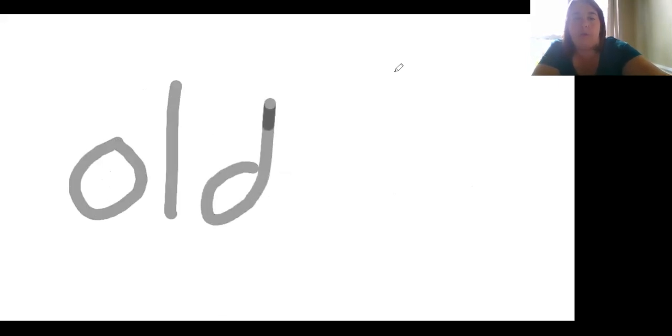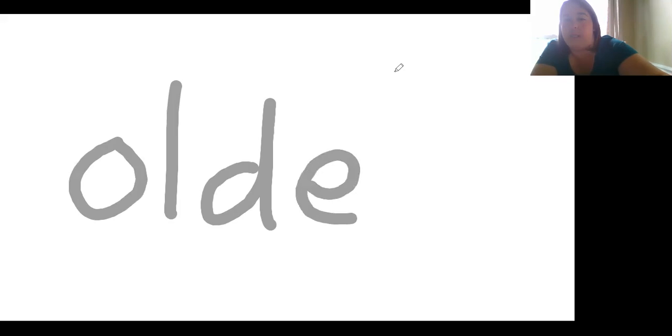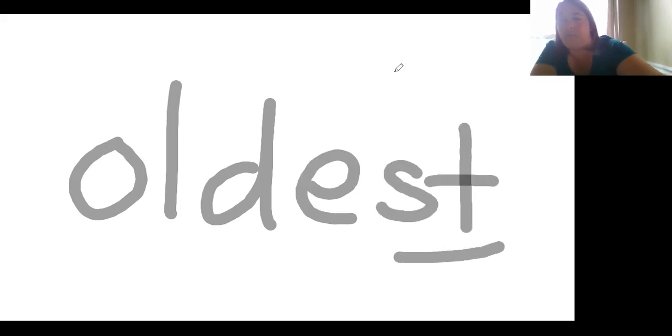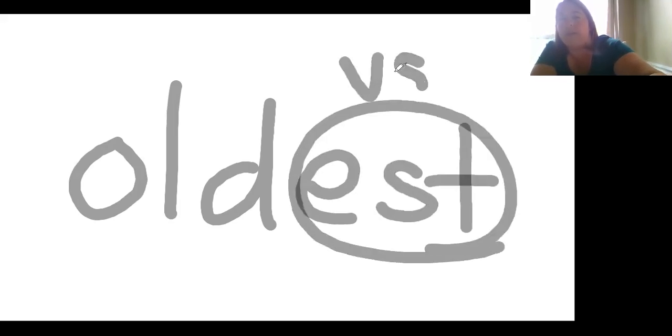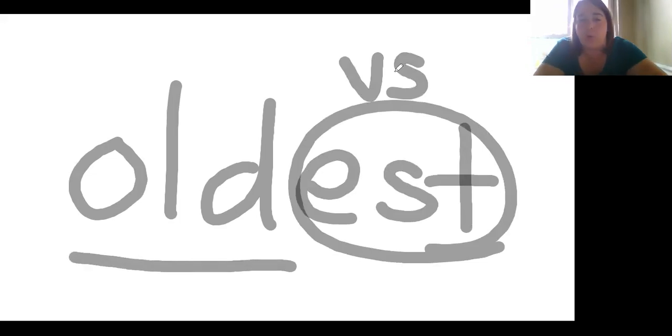Oldest. Oldest. What's the base word? Old. And how do we make it oldest? Remember, we use EST when we're comparing 3 or more things. So you might say, who is the oldest? You're comparing 3 or more people. Oldest. That's EST. Circle the suffix, it's a vowel suffix, and underline the base word old.